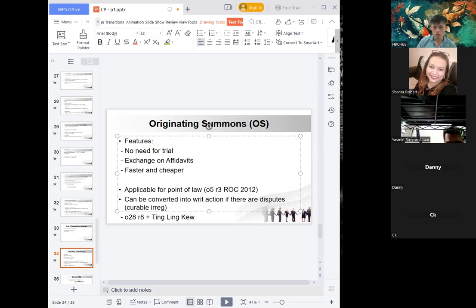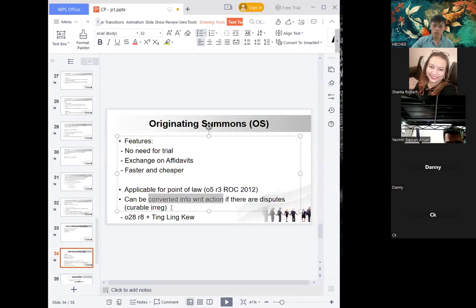So when it comes to a question of law, you are going to determine whether the word idiot has a defamatory meaning. From another point of view, the question of fact is whether I have said this word. So did I differentiate between question of law and question of fact? Applicable for a point of law is like the interpretation of law, whether the thing is done correctly or in accordance with the law. So it can be converted into a writ action, and it is a curable irregularity.